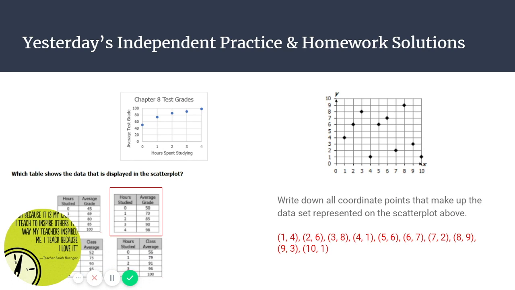For question number 2, you were supposed to write down all coordinate points that make up the data set represented in the scatter plot. I ask that you please look at the data that is the answers recorded here and compare that to what you have. Please refer back to the table and the coordinates that are there if you have any questions or concerns.